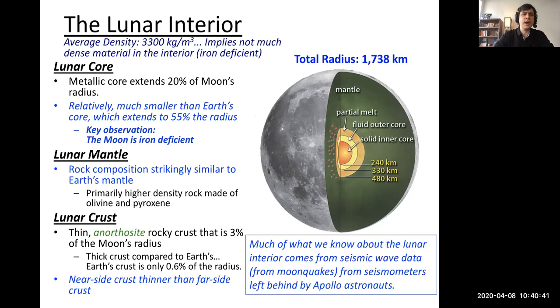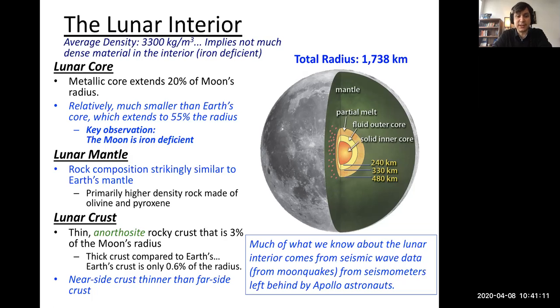Then we get into the mantle, which extends nearly all the way up to the surface. And the mantle is strikingly similar to Earth's mantle in composition. So it's primarily high-density rocks made out of olivine and pyroxene. You don't have to remember those two minerals. They're the two most abundant minerals in the solar system. So I figured I'd go ahead and give you that detail just in case we have any geology people out there that get excited by seeing those two words right there, olivine and pyroxene.